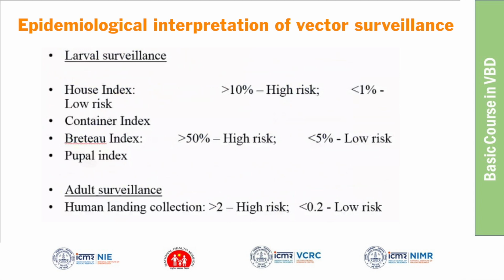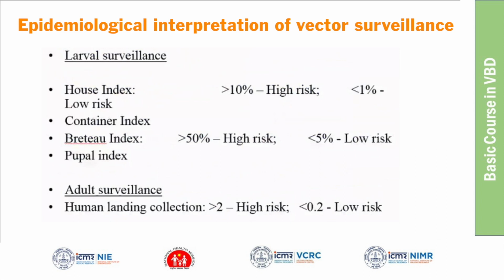Breteau index takes into account the HI and the CI also. So Breteau index is number of containers positive divided by number of houses inspected into 100. That is the Breteau index. Pupae index means total number of pupae collected divided by number of houses searched into 100.